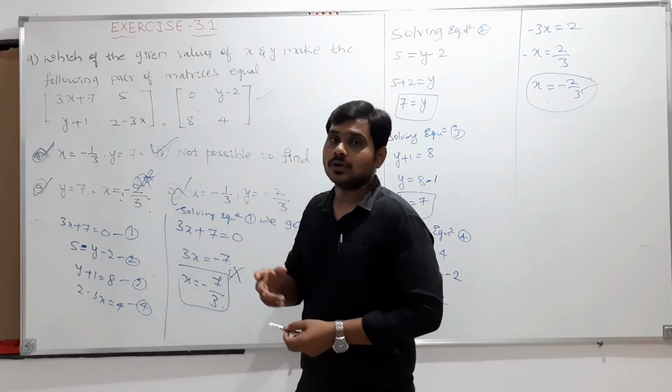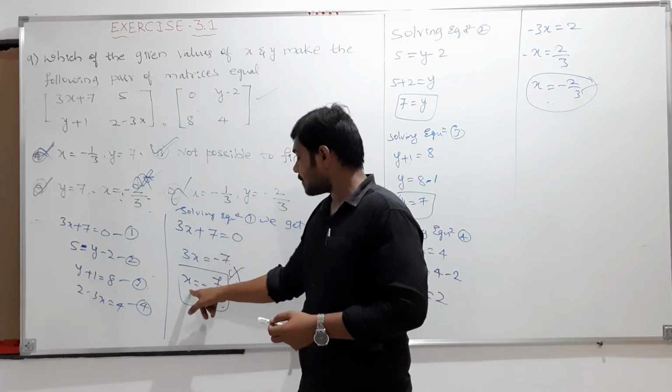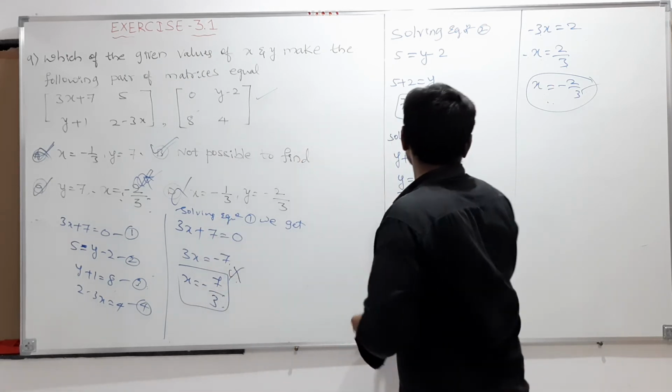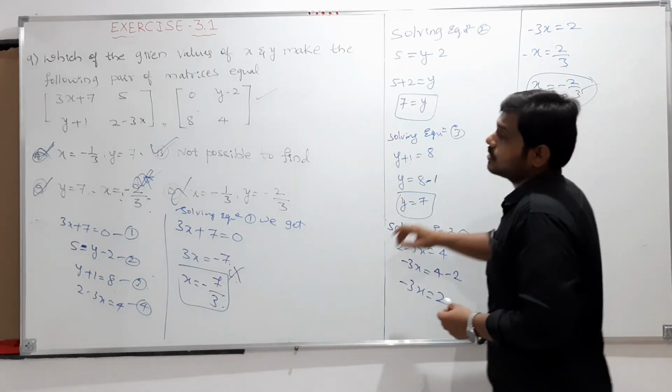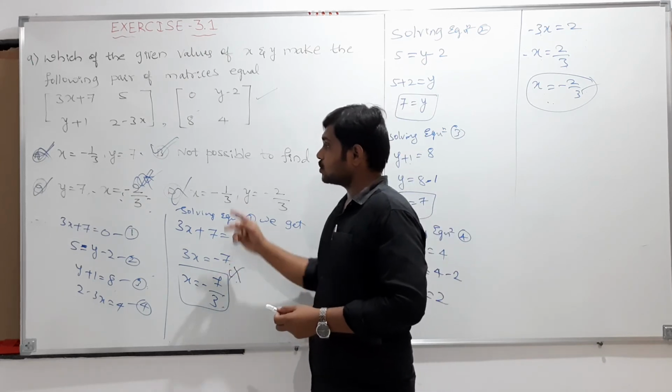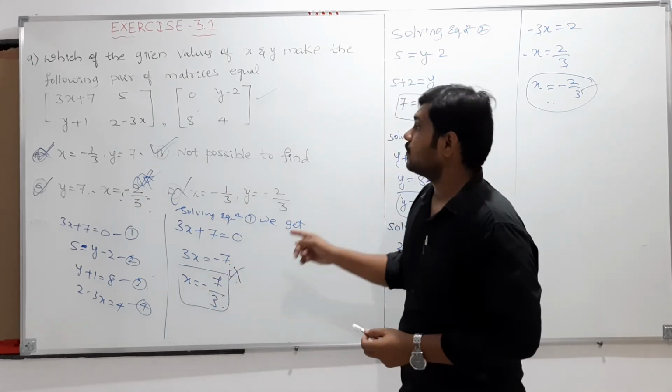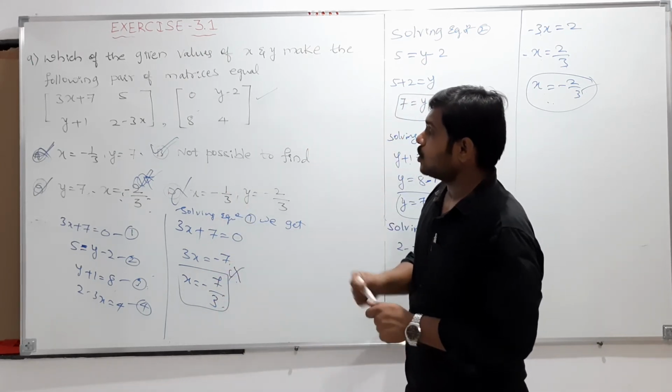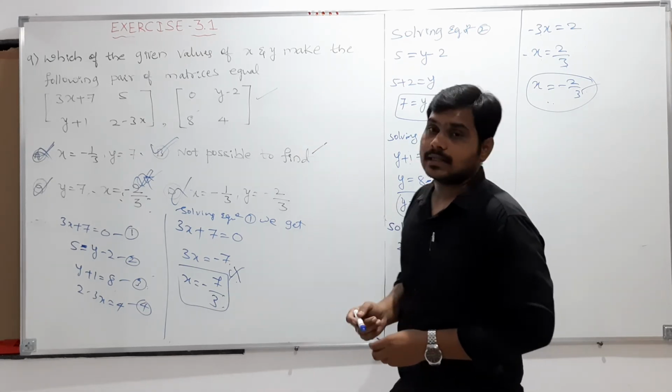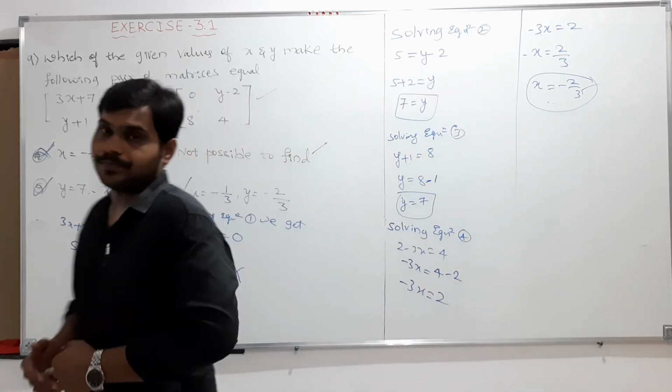But as of now, I just told you, because here I am getting the x value as minus 7 by 3 and here I am getting the x value as minus 2 by 3. So here it is not the case. We should get the x and y values the same. So therefore the answer is not possible to find. So therefore the third or second option is the correct option.